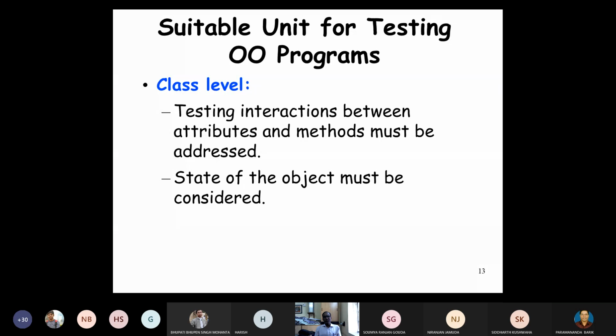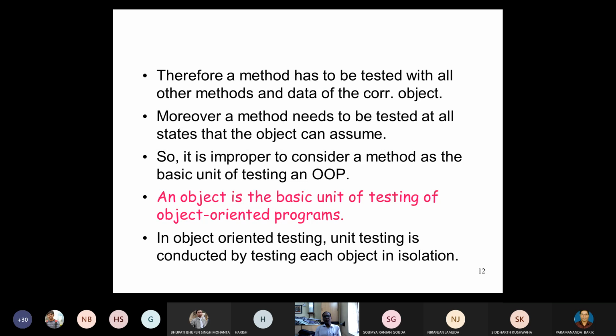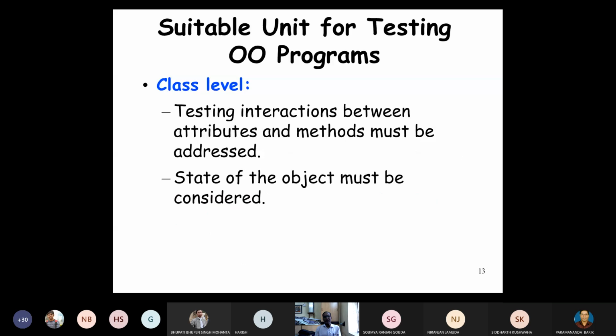Now let's see what the suitable units for testing object-oriented programs are. There are different levels. I have already told you that in object-oriented testing, unit testing is conducted by testing each object or each class in isolation. First, we'll see the class level. In class level, what do you test? We test the interactions between the attributes and methods of the class.